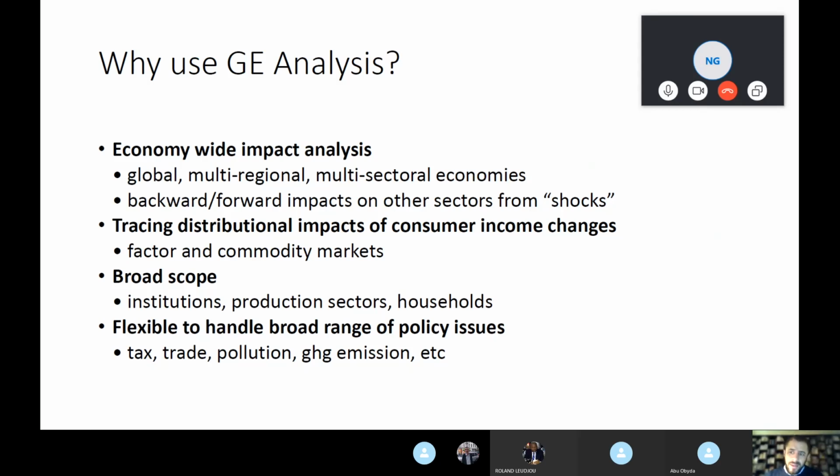The only area where we cannot use general equilibrium models is monetary policy. Why? Because general equilibrium models are real models. We cannot really model nominal shocks, for instance, in a computable general equilibrium framework.